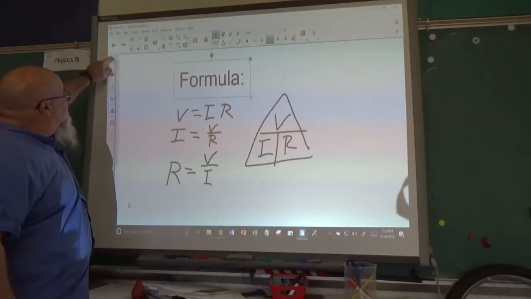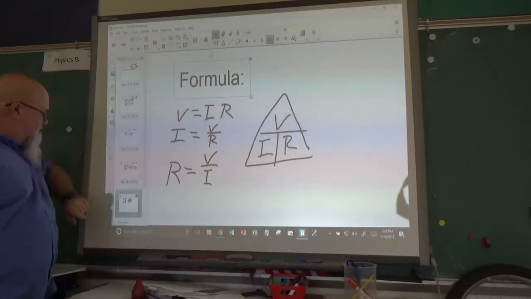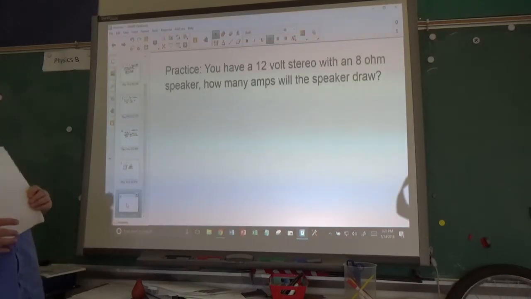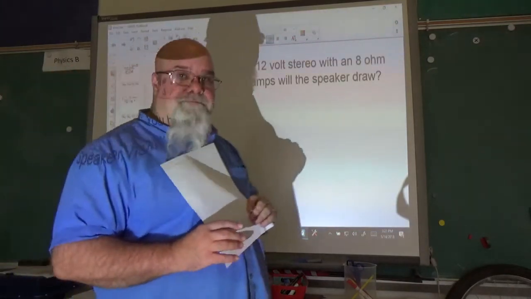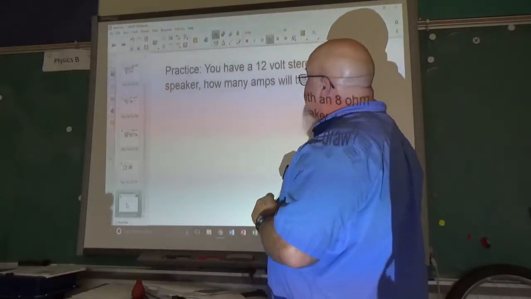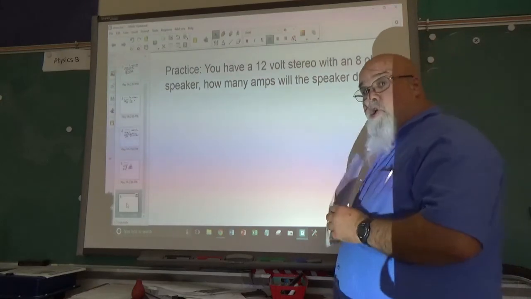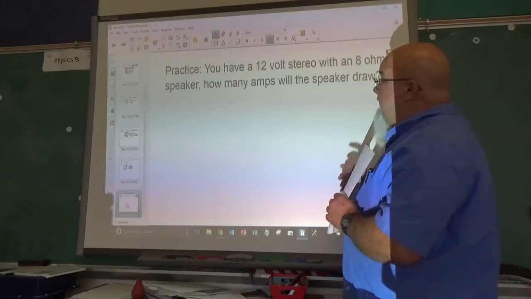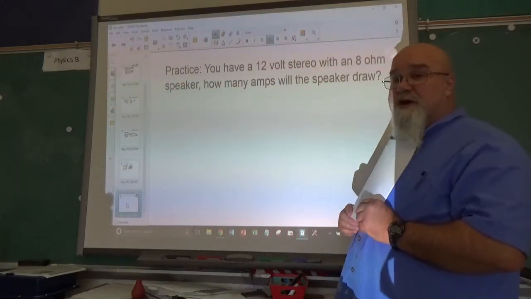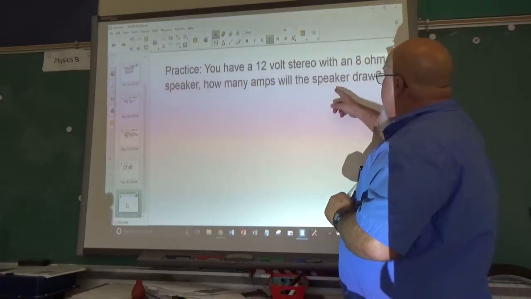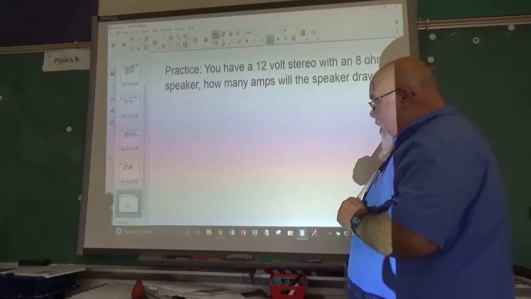Now, before I let you get to the reading and the quiz, let's look at a sample problem. This is the kind of problem you see in real life. You have a 12-volt stereo. Your car is 12 volts. With an 8-ohm speaker. Many speakers are 8 ohms. They tend to be 4, 8, and 16. The most popular one is 8. How many amps will the speaker draw?